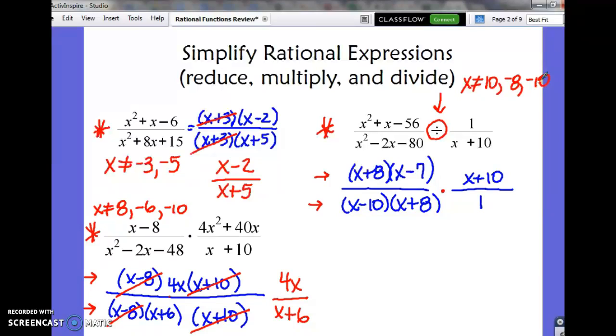But then I go through and start reducing what I can. So these x plus 8's will cancel out, and I'll be left with the x minus 7 and the x plus 10 from the second fraction all over the x minus 10, and you don't need to include that one. So when you're asked to simplify and it's only involving reducing, multiplying, and dividing, essentially you're just factoring.